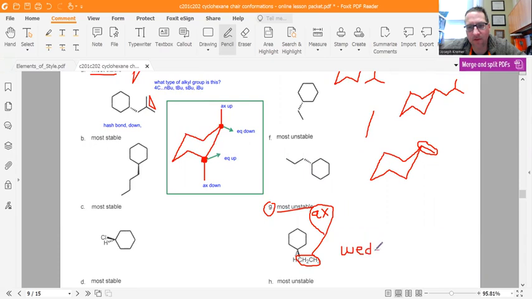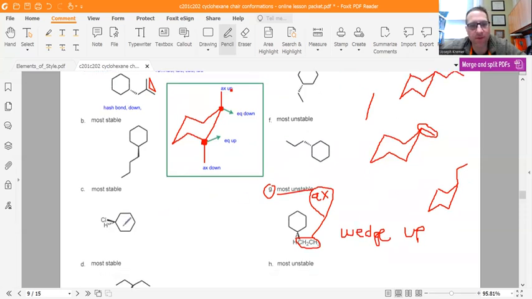Where on that boxed formula do you find axial up? Axial up. There you go. You put it there. How are your chairs looking? Up, down, up. No level bonds. No pinched chairs. Ethyl up. That's the same molecule. Wedges up. Most unstable shape. That's it, because you have the 1,3 diaxial interactions. Most stable would be wedges to up.